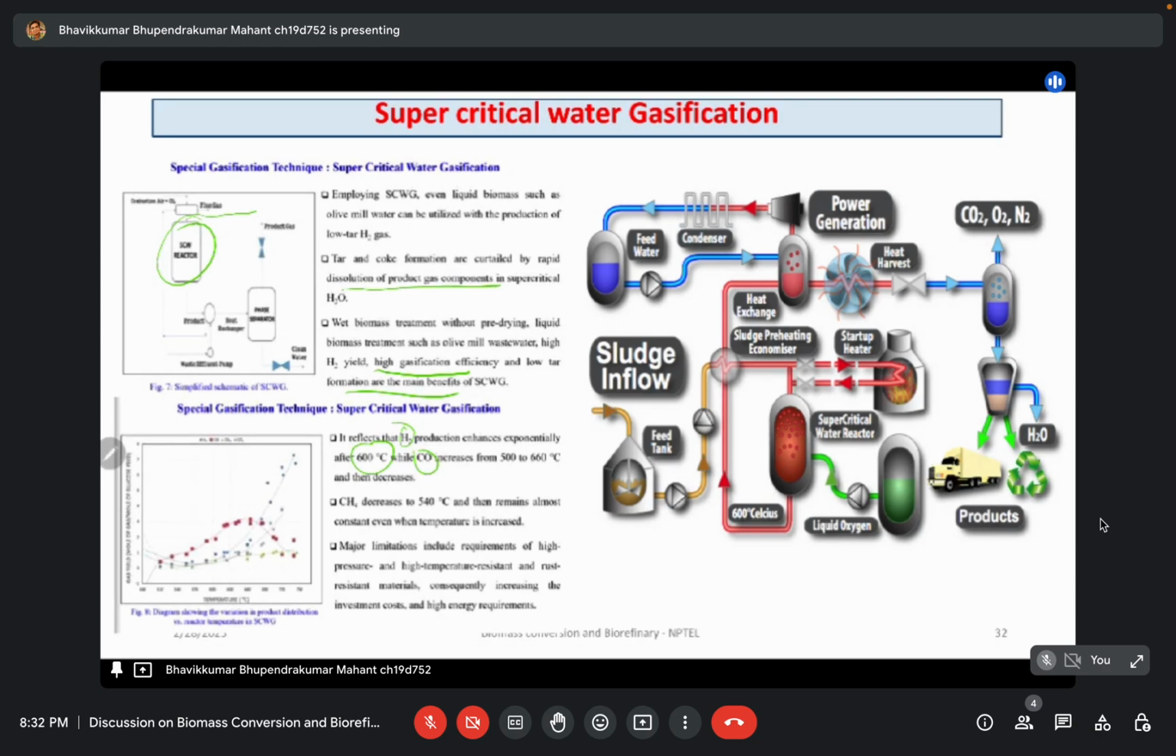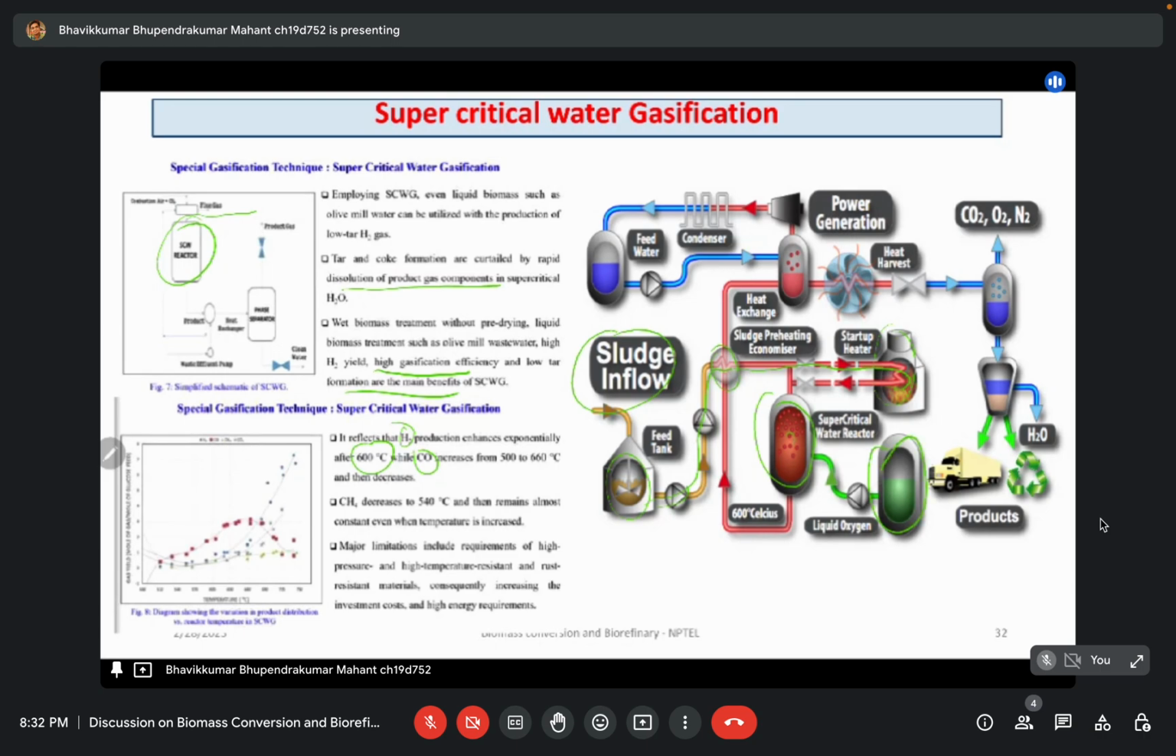The limitations are the high pressure requirement, high temperature resistance, which means we need to take care of the materials, and high energy requirements. You can see here the sludge flow. This is a feed tank, and this is a supercritical water reactor. This is a preheater. The heat from after the reaction, the high temperature steam, high temperature water, supercritical water and product mixture, we can use as a heating medium for preheating our material. Then we have a small furnace also for preheating, and then we can feed into the supercritical water reactor.